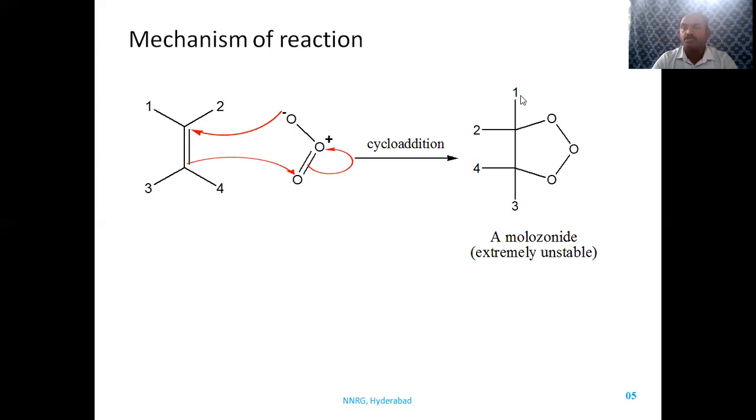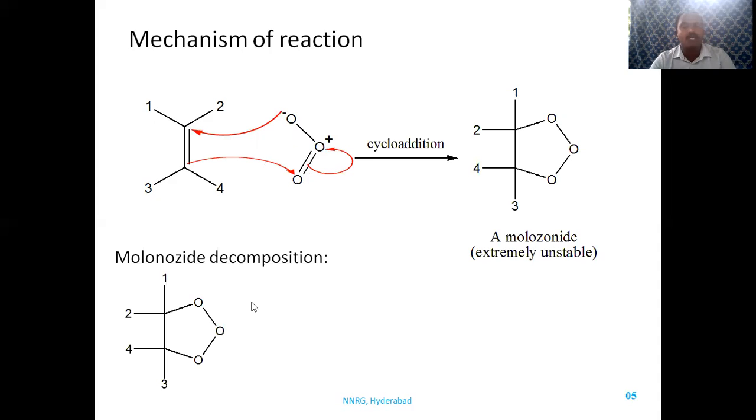So one molozonide is formed. We have 3 double bonds, so 3 molozonides are formed. So 1 and 3 are hydrogens, and 2 and 4 are other carbons of the benzene ring. This molozonide, when it reacts with zinc and water, undergoes decomposition. So the bond breaks here, this bond breaks here and this oxygen comes here.